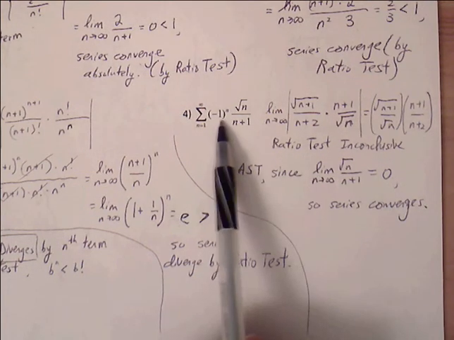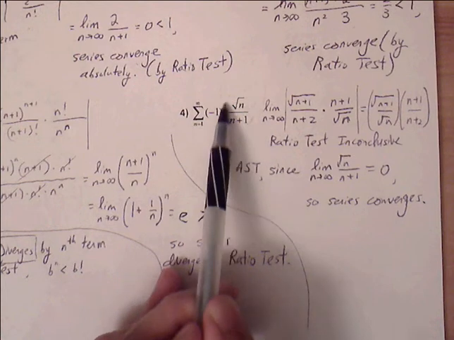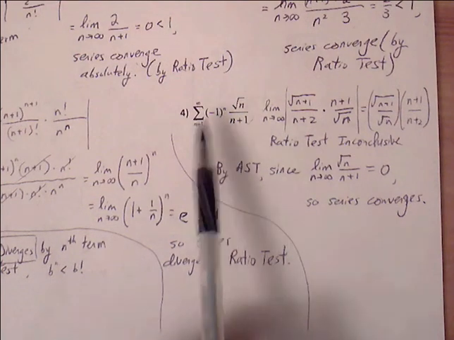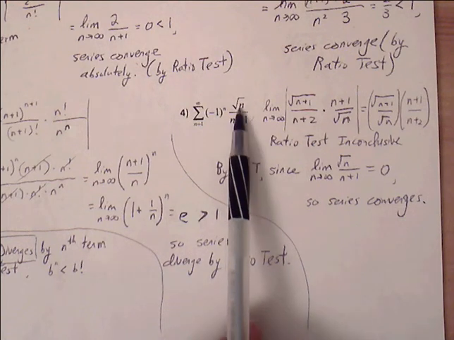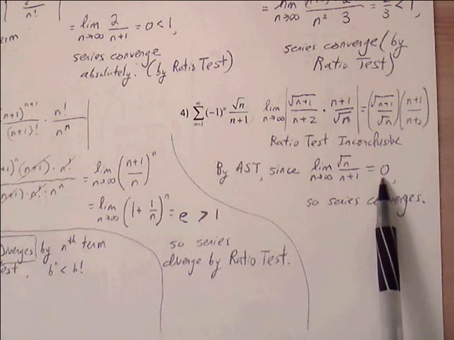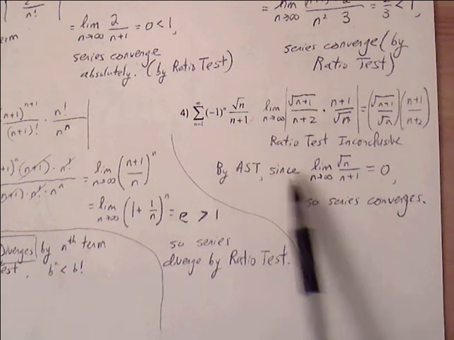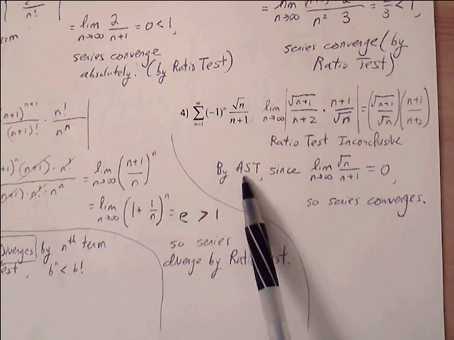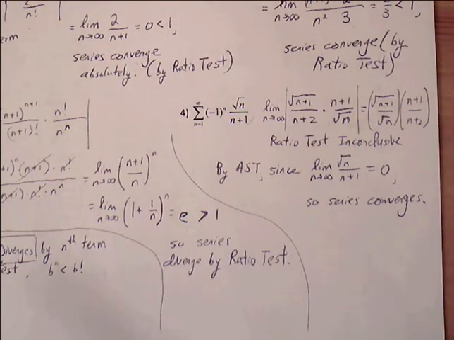However, we see that we have an alternating series here, so we can maybe use the alternating series test. If we can just show that a sub n will go to 0, then that's enough to show that the series will converge. So square root of n over n plus 1, we see that the n plus 1 is growing at a faster rate than the radical. So therefore, this sequence will go to 0 as n approaches infinity. And this is enough for us to show by the alternating series test that the series will converge.